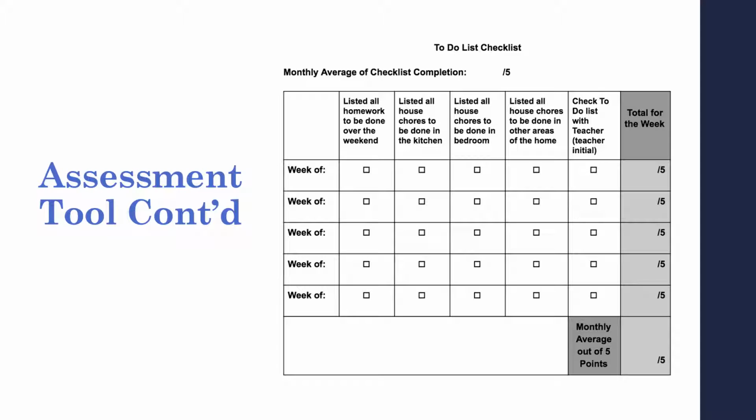Here is the to-do list checklist that the student would use after they have written their checklist. You can see that there is a space for them to write the date of the week they're writing their checklist for and the components that are measured in their checklist. So they need to include all the homework to be done over the weekend, house chores to be done in the kitchen, house chores to be done in the bedroom, house chores to be done in other areas of the home, and also an initial by the teacher. You can see that the week's to-do list is scored out of 5 points, and the scores are averaged monthly.